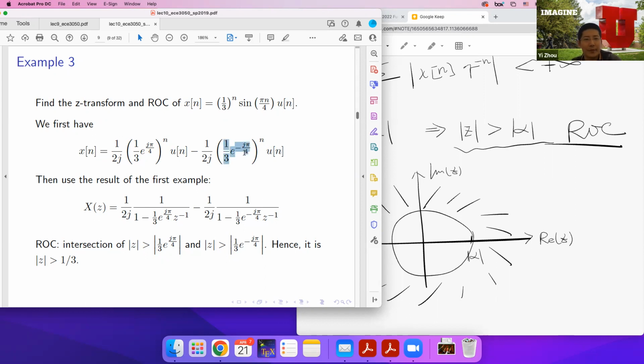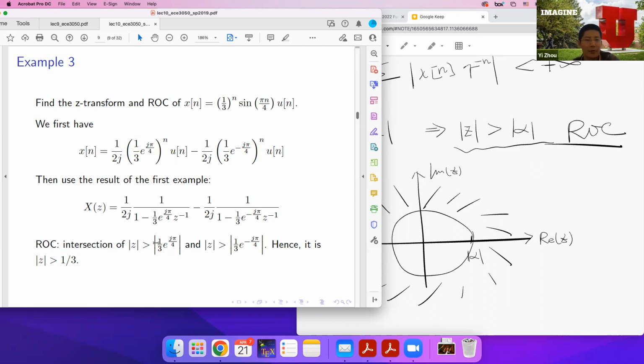And for the second one, again, you apply example 1. In this case, alpha becomes this complex number. So you get this Z transform, and the corresponding ROC is given by the magnitude of Z bigger than the magnitude of this complex number. And then, as we have discussed in the Laplace transform, in order to have a global convergence for both terms, the final region of convergence should be the intersection of these two.